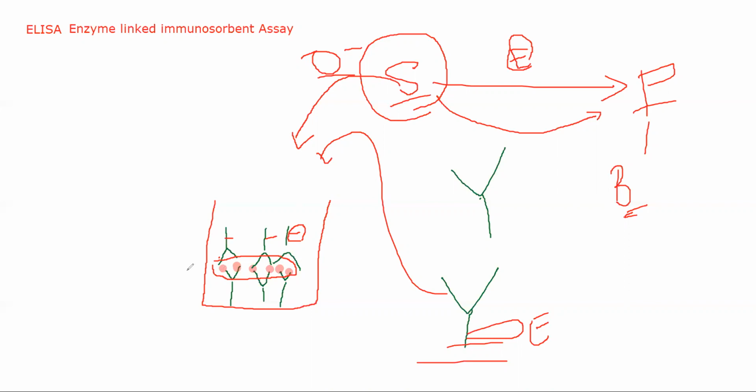This is called sandwich ELISA. Okay, you're basically making a sandwich here. That is why it is called sandwich ELISA. Right? That completes your immunoglobulins. I hope you understood. If you have doubts, please shoot.